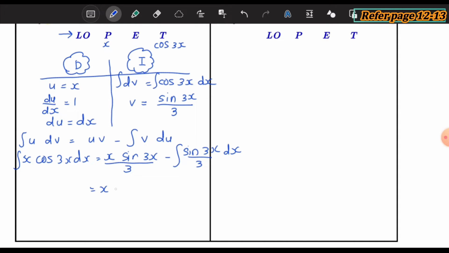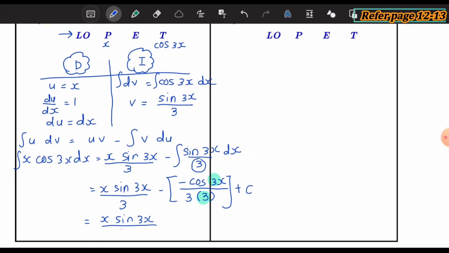Equal to x sine 3x over 3. We just need to copy. Then minus integrate sine 3x, which will be negative cos 3x over 3, the original constant, and then times 3. 3 here is from the derivative of the angle, plus c. Therefore, the final answer is x sine 3x over 3 plus cos 3x over 9 plus c.